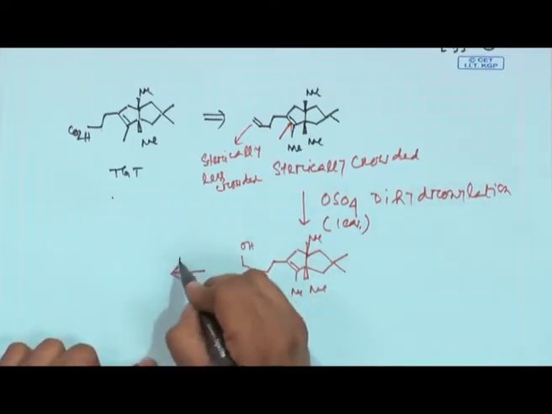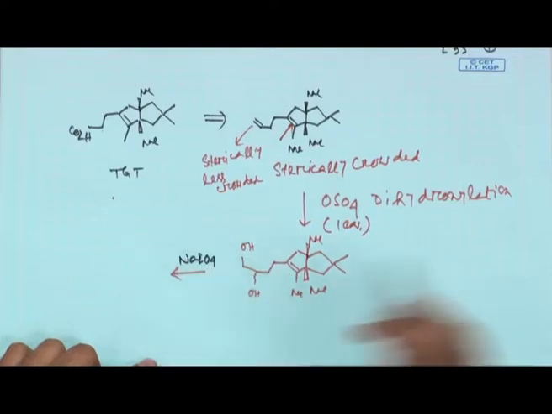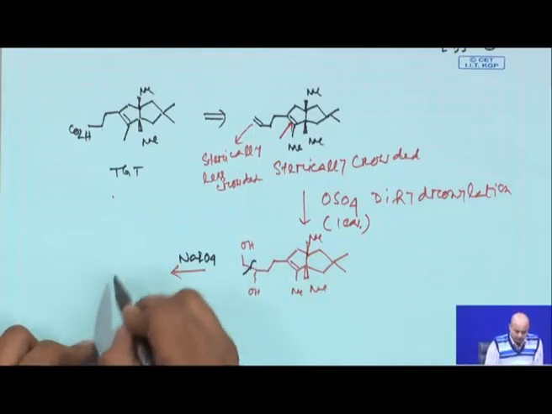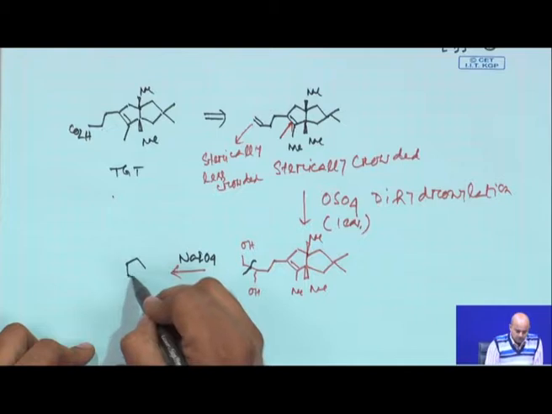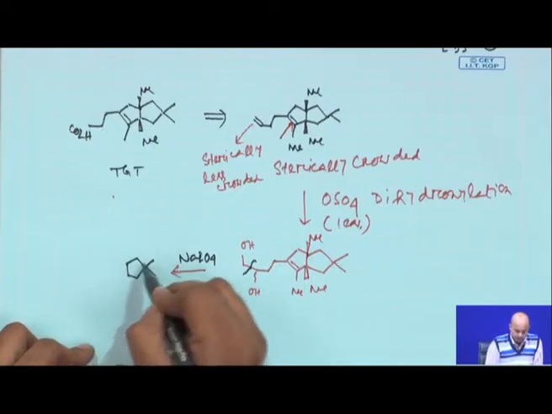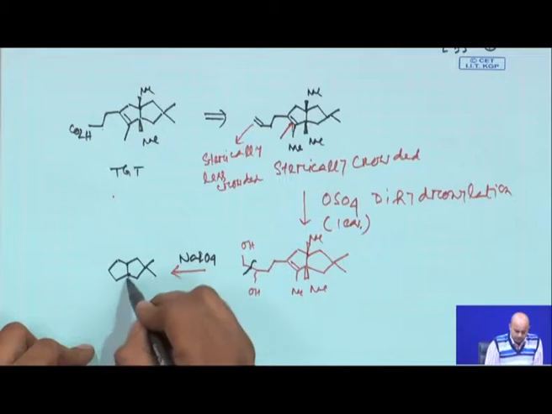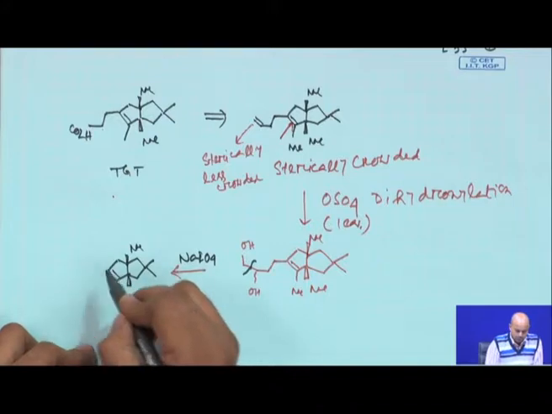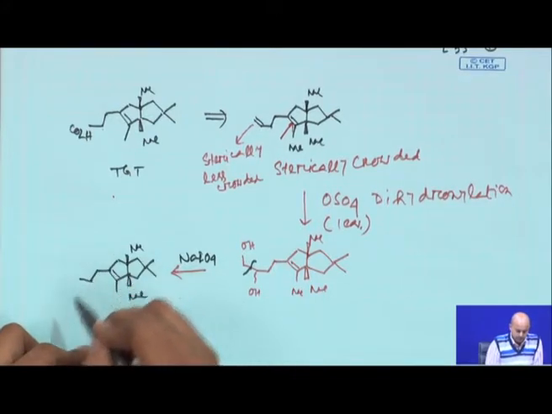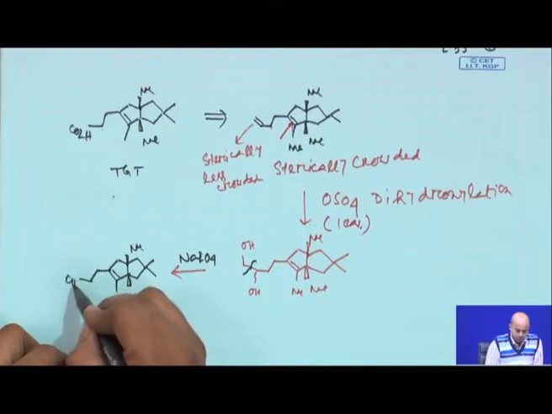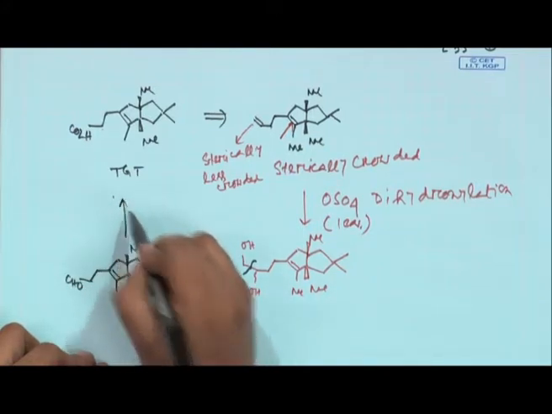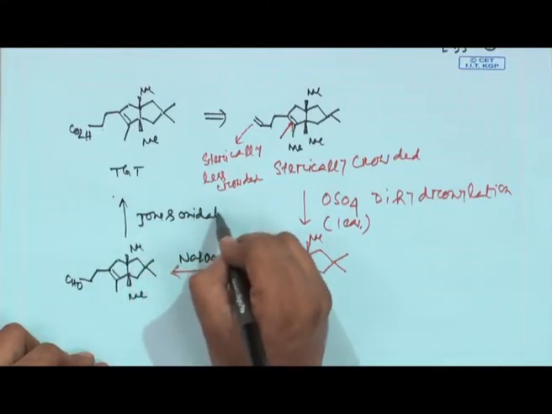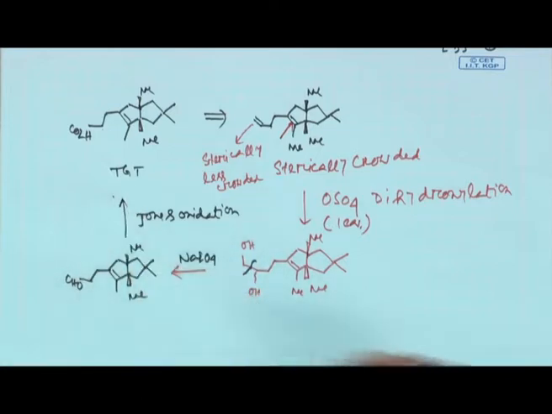Now, say that we will be doing a Johnson-Lemieux cleavage, which we have already explained many times, that will basically give you the corresponding aldehyde. We will now draw the structure of this aldehyde, which is generated after this Johnson-Lemieux cleavage, CH2, CH2, CHO. Now, what you need to do? You just need to do a Jones oxidation, just oxidize the aldehyde to its corresponding acid. So, the target has been achieved.